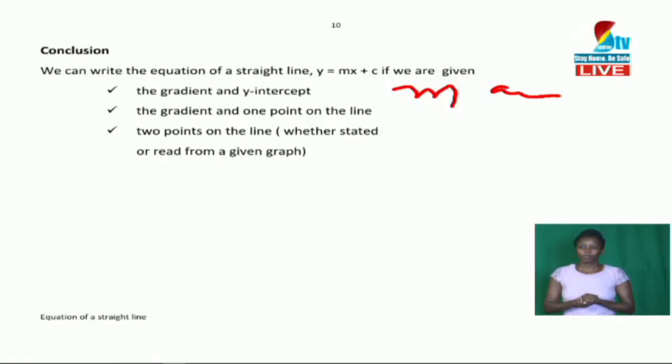So, in conclusion, learner, you have to remember what we said at the beginning. We said we are looking for a way of working out the equation of a straight line. We said when you are working out the equation of a straight line, you may have 3 possible cases. One is where you have the gradient m and c, the y-intercept. The other is where you have the gradient and 1 point, and the other one is where you have 2 points, which may be given or may have to be read off from your graph. I hope you enjoyed today's lesson, dear learners.